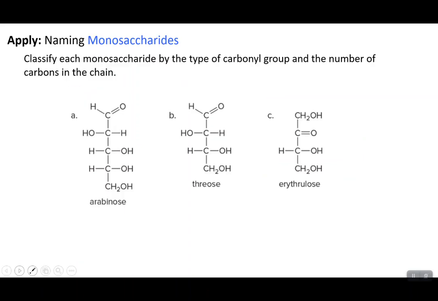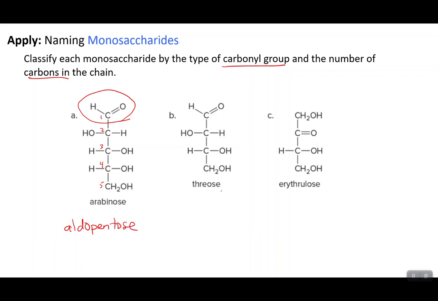We can go ahead and apply what we just learned. So again, we're going to classify these by the type of the carbonyl group and the number of carbons in the chain. So I first identify my carbonyl group. This is an aldehyde. Therefore, I will write aldo in front of it. And then I have 1, 2, 3, 4, 5 carbons, and therefore it's going to be pentose.